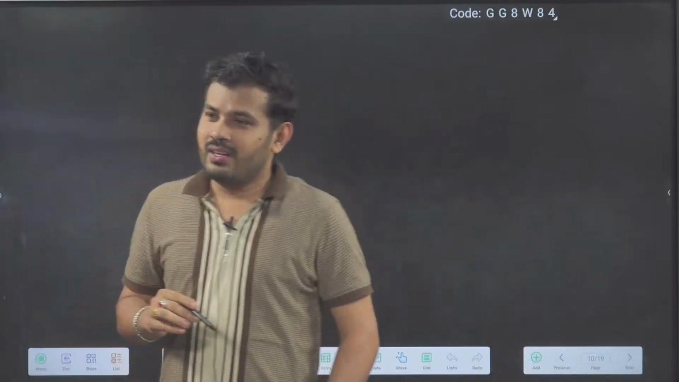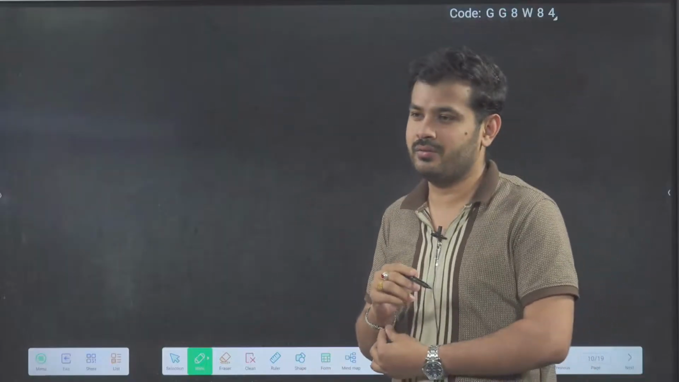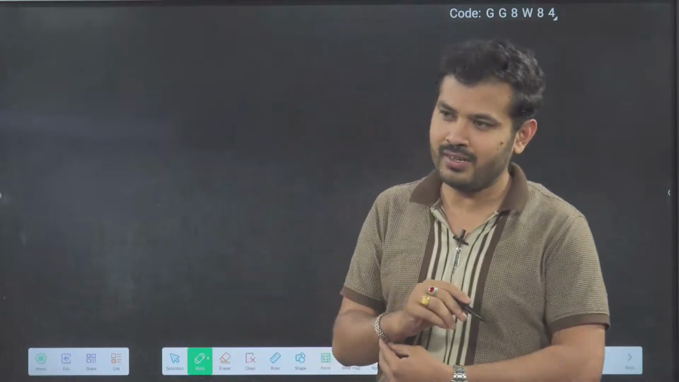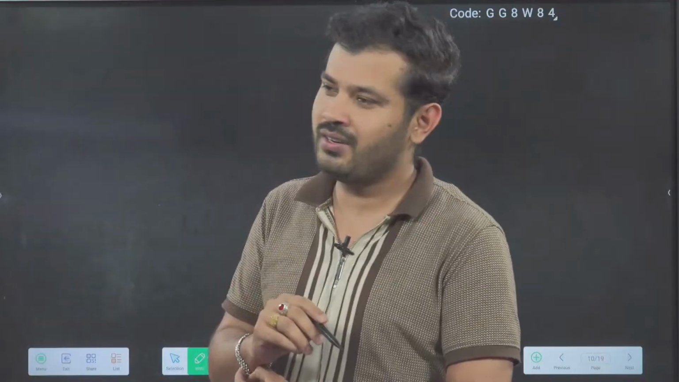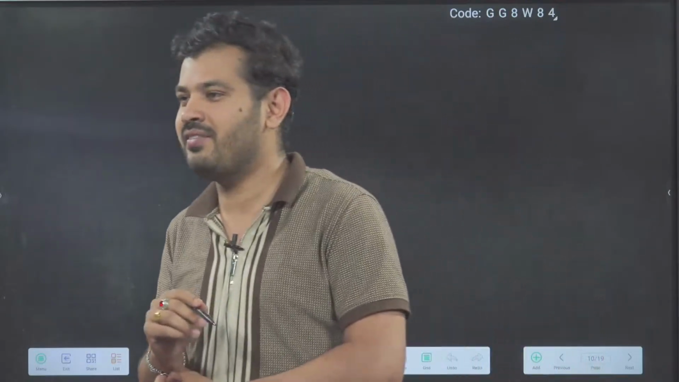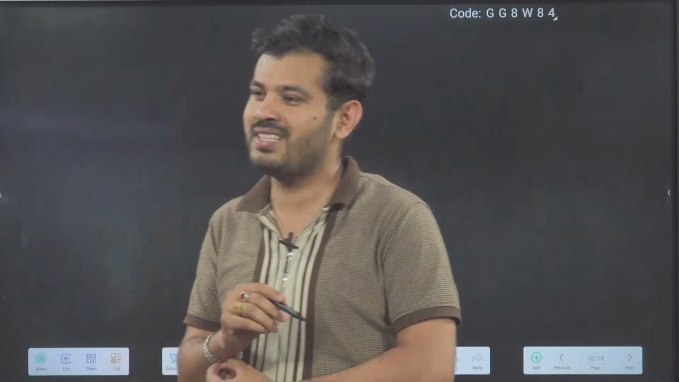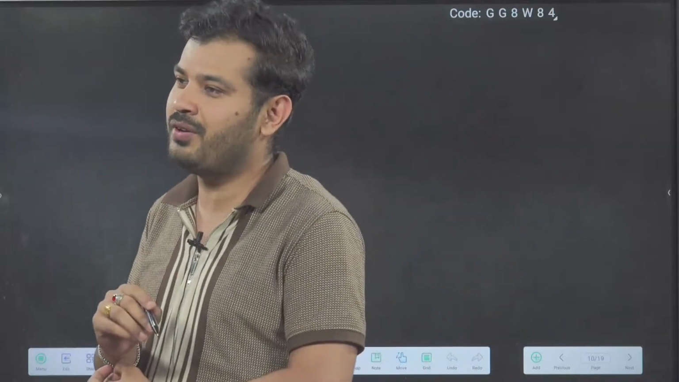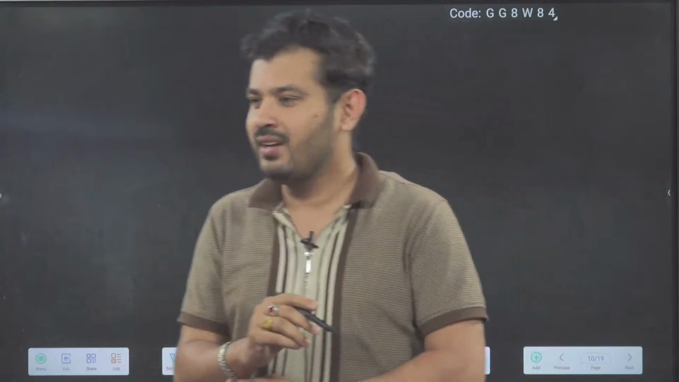Next question, what is the e by m ratio of cathode ray particles? What is the value of e by m ratio? Yes, very good Gautam. It is 1.75 times 10 to the power of 11 coulomb per kg. Not 10 to the power of minus 11, it is 10 to the power of plus 11 only. Very good.